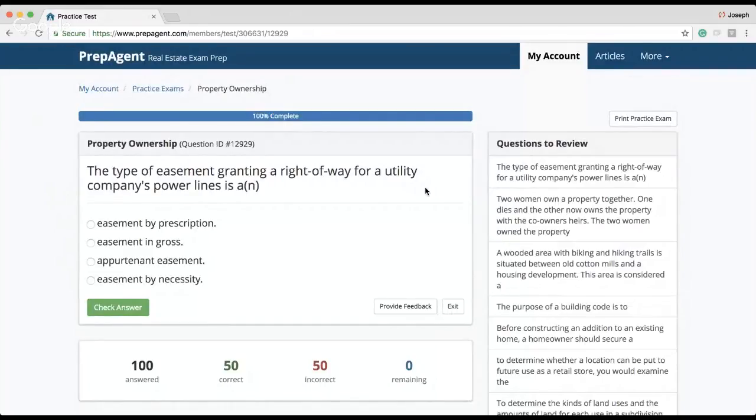Okay, the type of easement granting a right-of-way for a utility company's power line is A, easement by prescription, B, easement in gross, C, a pertinent easement, D, easement by necessity. And the answer here, easement in gross.